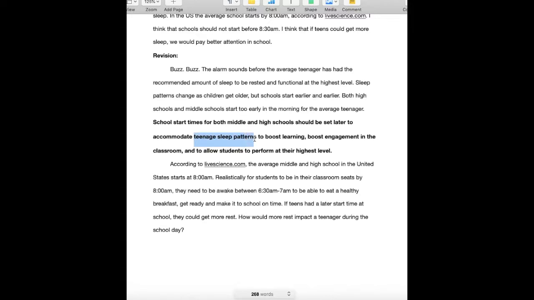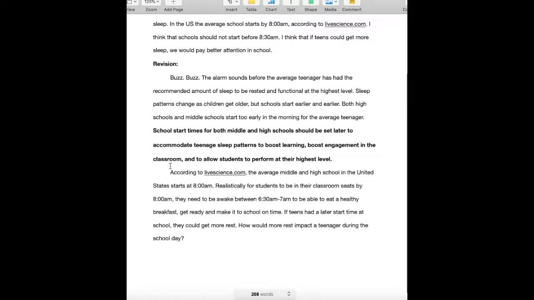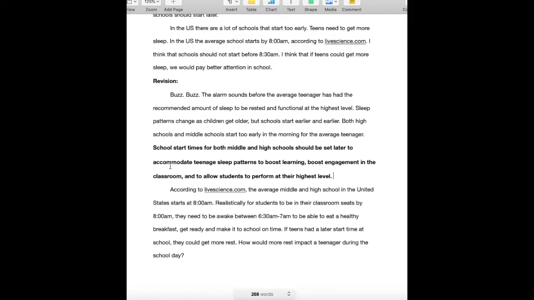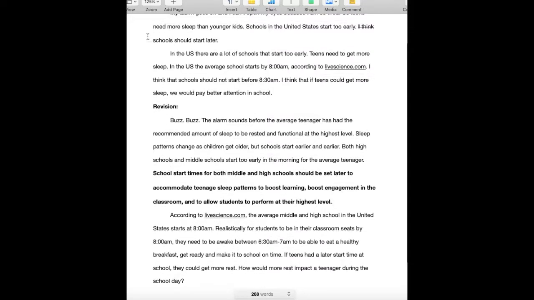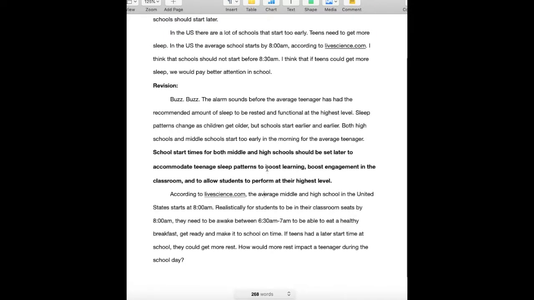We're going to talk about teenage sleep patterns and how sleeping later can help boost learning, how later start times can boost engagement in the classroom, and how students perform at their highest level when they're rested. These are the three main points of my argument that I'm going to make. So they definitely should be relevant to my thesis, and they should be present in my thesis. And so when I'm revising, these are the things I'm going to be looking at. How can I change this thesis statement, school time should start later, to incorporate the main supporting elements of my argument?